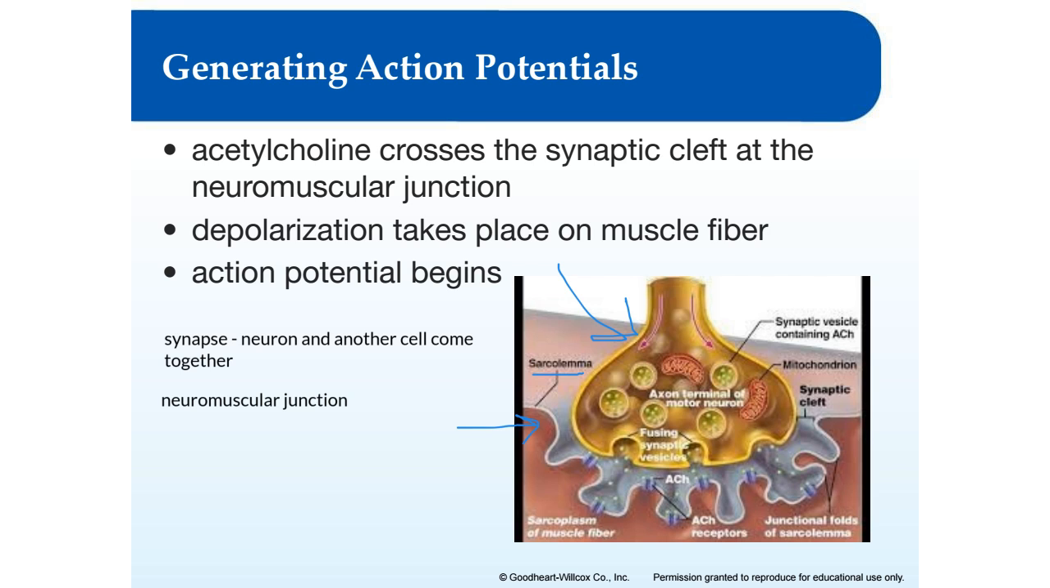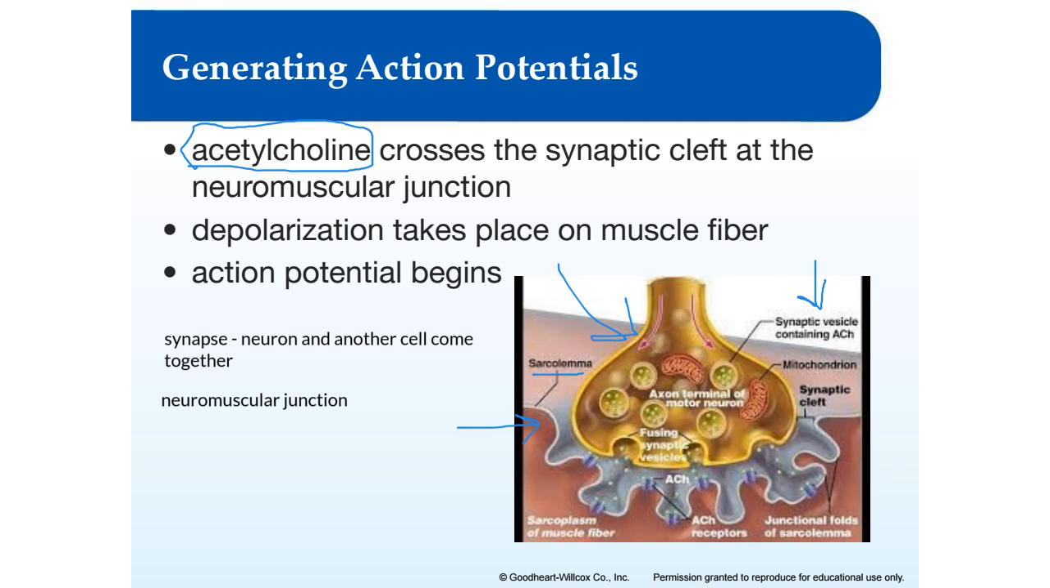First of all, in the neuron, you're going to have these synaptic vesicles. Okay, that's how you spell those right there. Those synaptic vesicles are going to contain acetylcholine. Acetylcholine is right here, abbreviated in your diagram as ACH. Acetylcholine is the neurotransmitter. It is the molecule that transmits the signal from the neuron to the muscle cell.